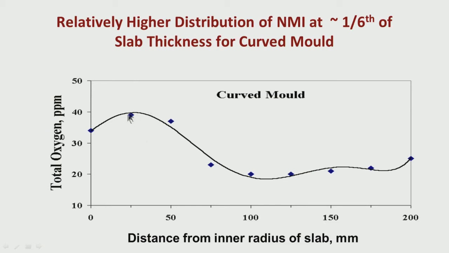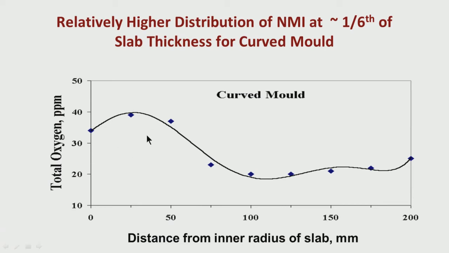That means, near the inner radius, inclusions are getting entrapped much more. So, there is a possibility of poor cleanliness at this portion.